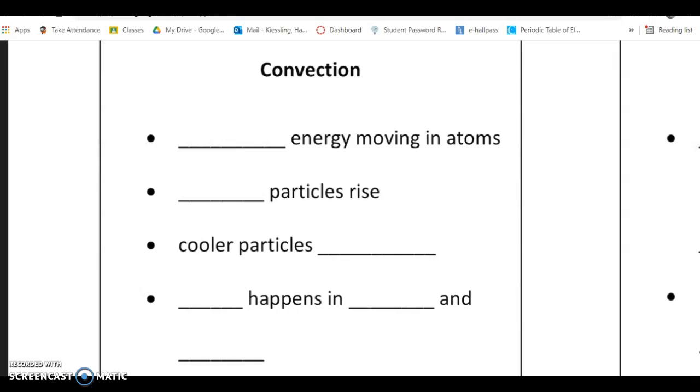So we're going to be comparing convection and conduction to find the differences. In convection, we already know that it's thermal energy moving in atoms. And so because it's convection, warmer particles are going to rise, and our cooler particles are going to sink to the bottom. So let's write down sink.